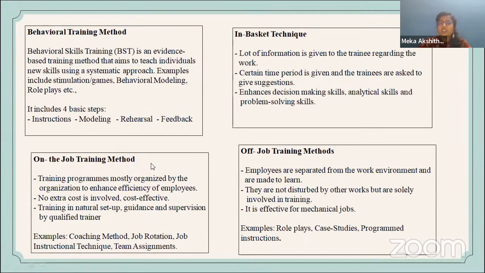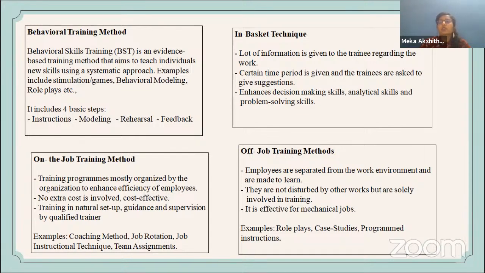Then comes the behavioral training method. In the behavioral training method, there are 4 steps: instructions, modeling, rehearsal and feedback. In instruction, the trainer, whoever is training the employee, would explain the aims, goals and objectives of this training method. Then the instructor gives a model. I mean, he would tell you how to do it, what to do, what behavior you have to enact, and he would show it to you live.